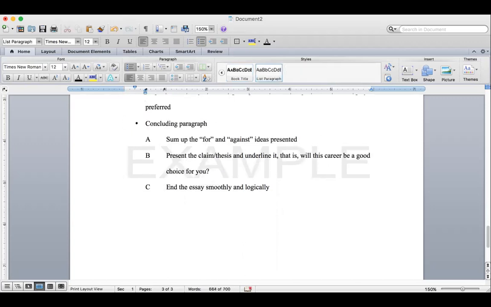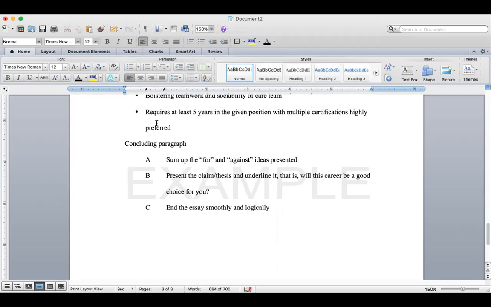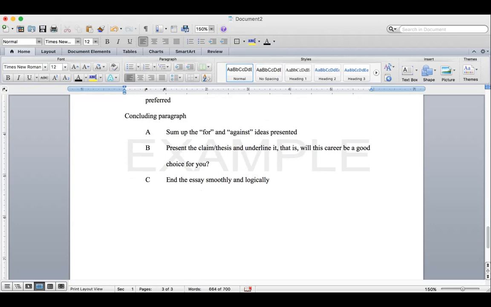Okay, so in that final one that I did, I actually have the summing it up, presenting the claim and thesis, and ending the essay smoothly. Now, let me see if I can bring that up here. No, I'm going to close that one. I do have that one that I showed you. Okay, yeah, see, this is the one that I showed you at the very beginning. That was the outline that we just converted.